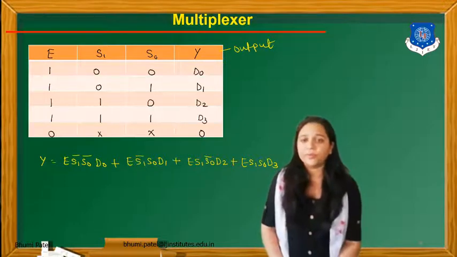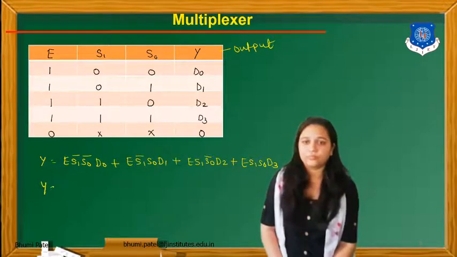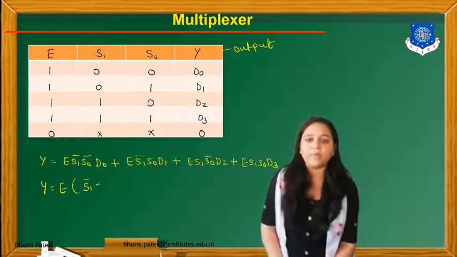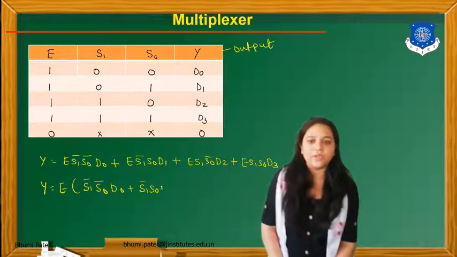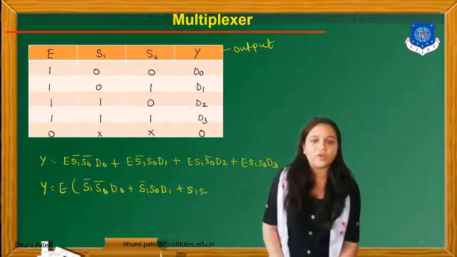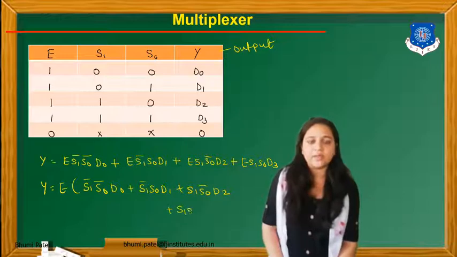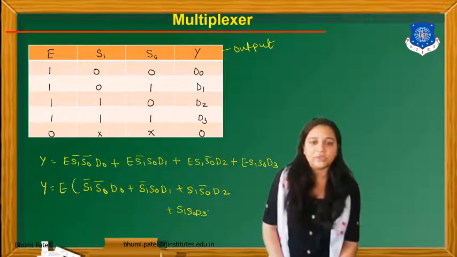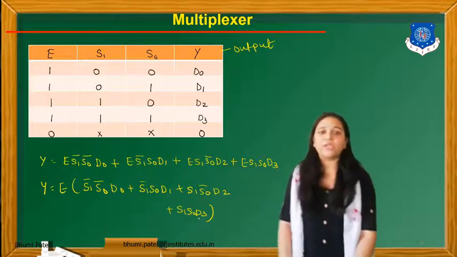Y is equal to E in this bracket S1 complement S0 complement D0 plus S1 complement S0 D1 plus S1 S0 complement D2 and the last term is S1 S0 D3. So this is my equation for the output.